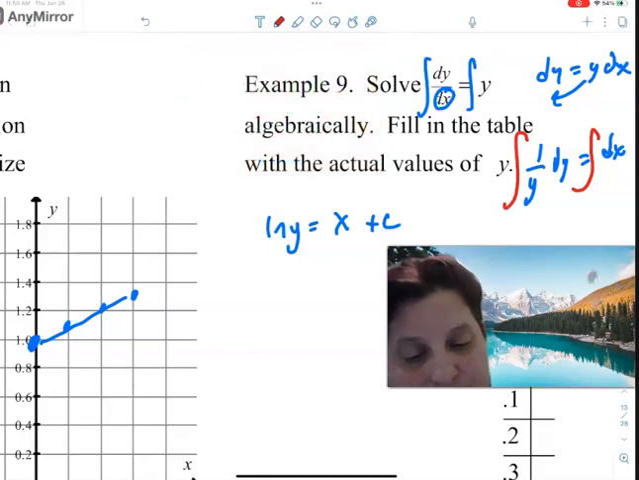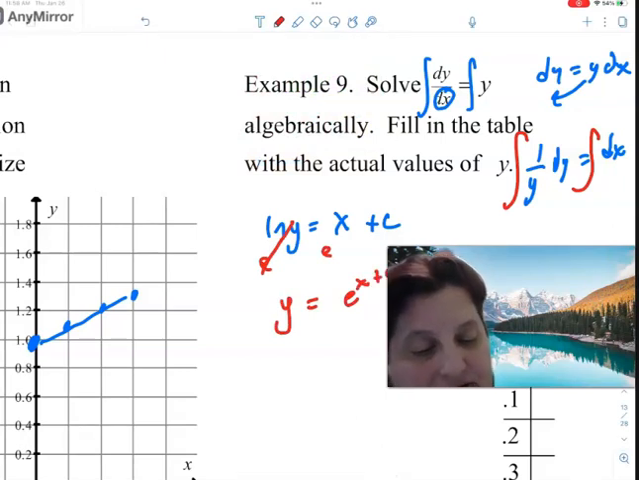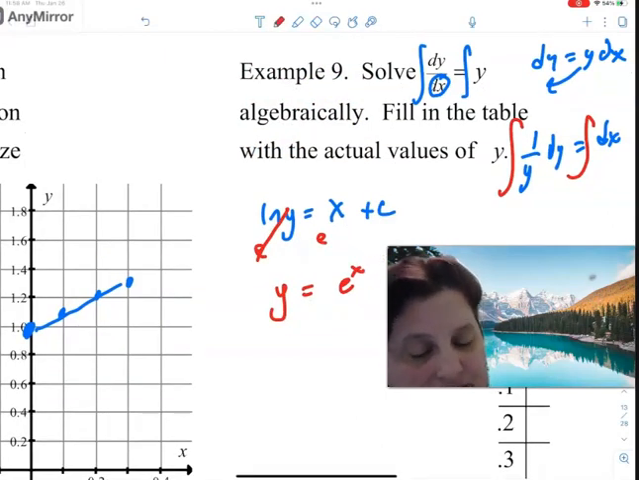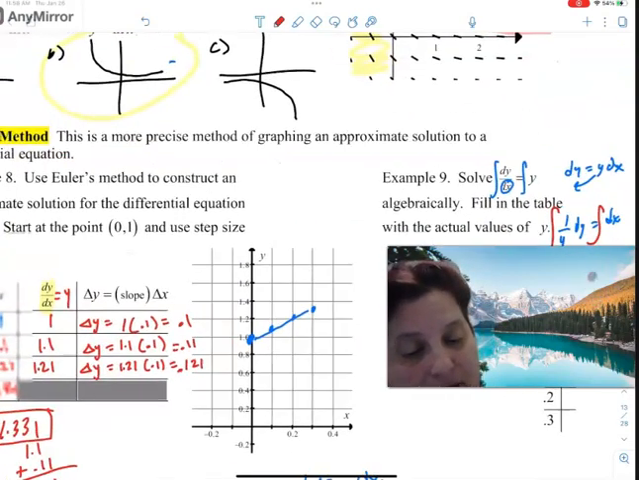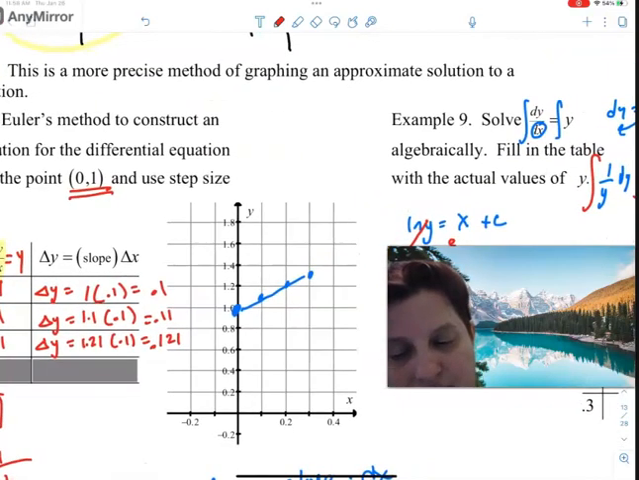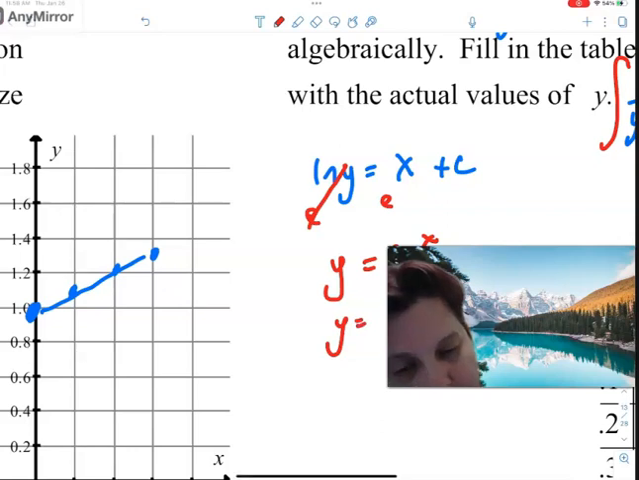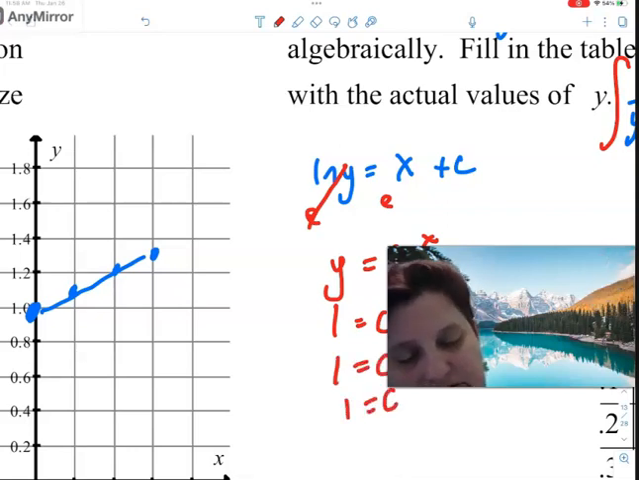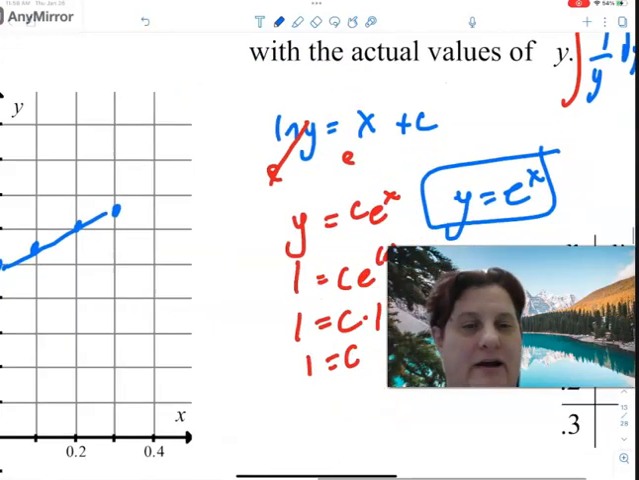Then if I go e to every power, y is e to the x plus a constant. But you guys remember how that's not plus a constant, it's e to the constant, and I can just make that a new constant right here. So y is a constant times e to the x. Now, you could have plugged in the point at any time, but we're starting at the point (0, 1). So x is 0, y is 1. So 1 equals c times 1, so the constant is just 1. So you guys, solving my differential just gave me e to the x. Okay, y is e to the x.